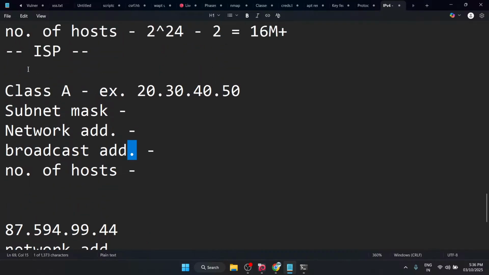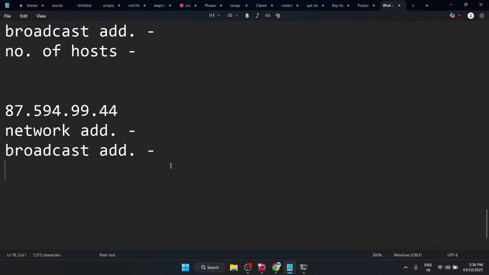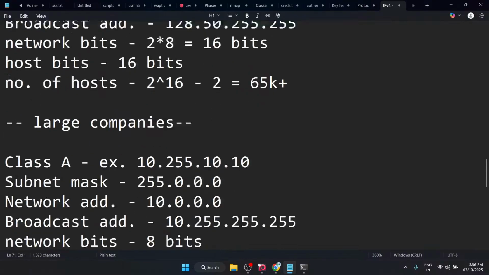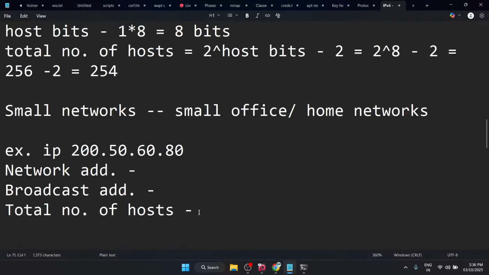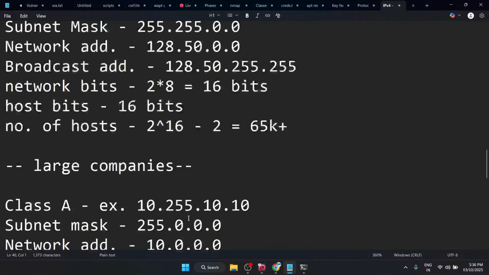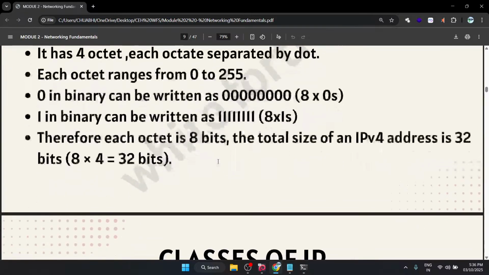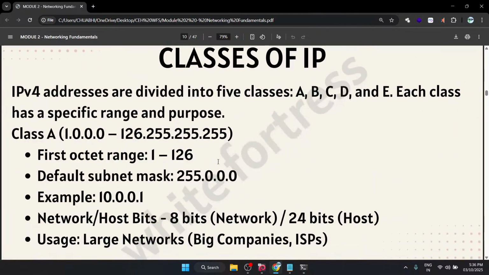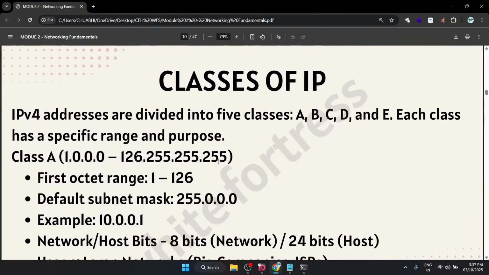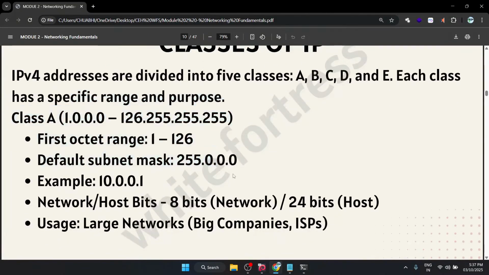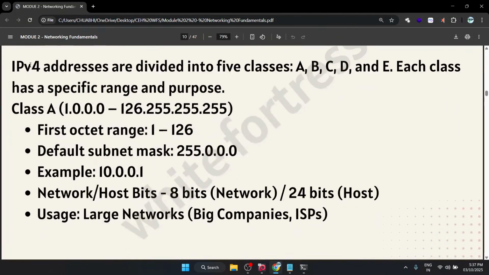These three questions I've asked you today are for a class A IP, this IP, and a class C IP address. I want the answers in the comments or in the chat at the moment. Just take your time to solve these. You can also do that after the class and let me know in the comments.